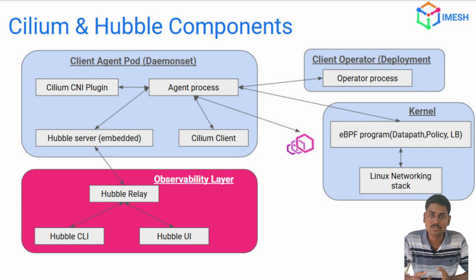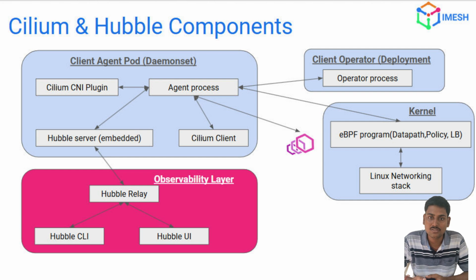Okay, so we know each Cilium agent has its own embedded Hubble server, giving us a local view of network traffic. But in a real cluster with many nodes, how do you get a single unified picture of everything? That's the job of Hubble Relay. Think of the relay as a central aggregator. It's a separate deployment that automatically discovers all the Hubble enabled Cilium agents in your cluster. It then collects all their individual network flow data and combines it into one powerful cluster wide stream.